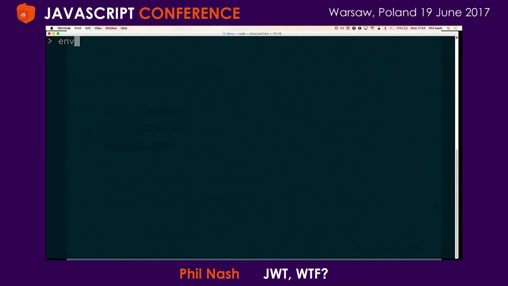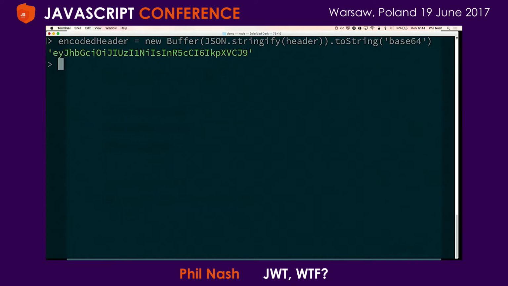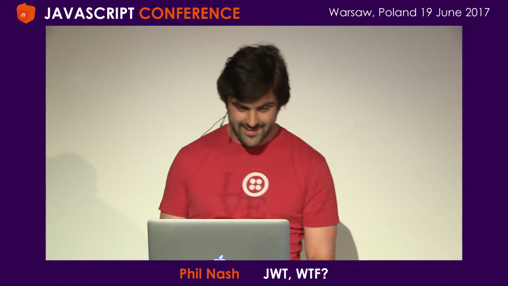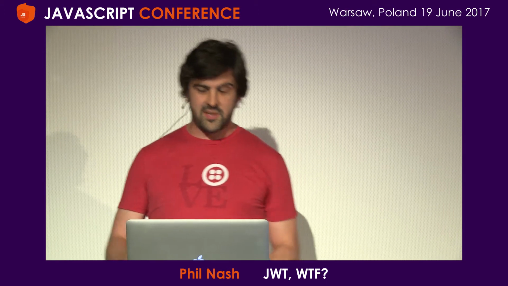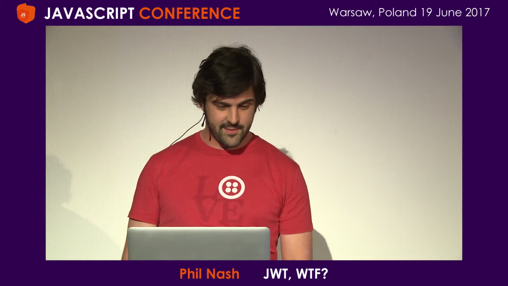We're going to create an encoded header, and that is going to be done with a buffer. We're in Node.js here, so we can do stuff like this. We're just going to stringify the header itself, make a buffer out of it, and then turn that back from bytes into a string that's in base 64. So that's it, and you should recognize that from the slides. What's nice to see is you should definitely recognize the EYJ, which is curly brace in base 64.